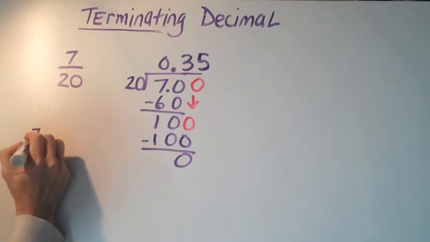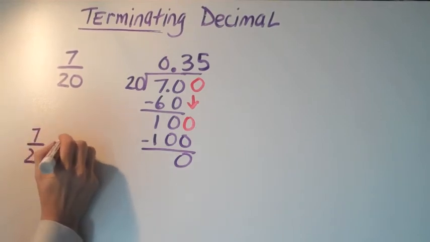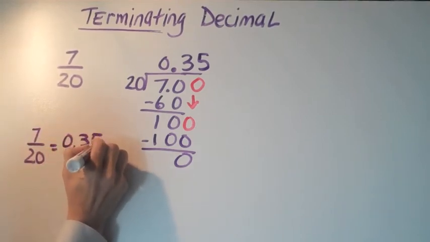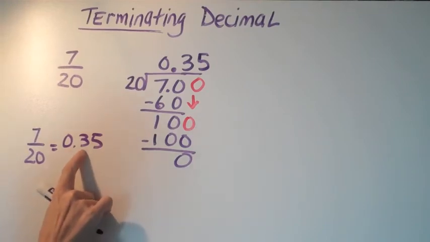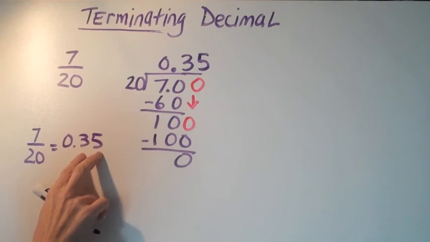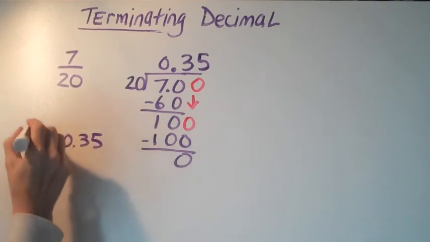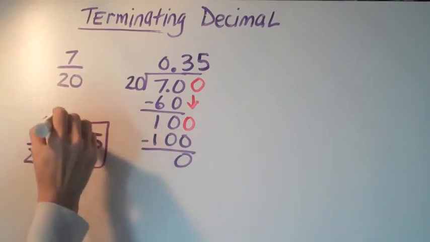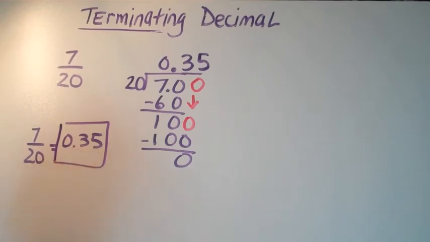So right here we have 7 over 20 is equal to 0.35, which we know this is the tenths place, this is the hundredths place, so this is 35 hundredths. And basically, that is your final answer right there. 7 over 20 equals 35 hundredths.